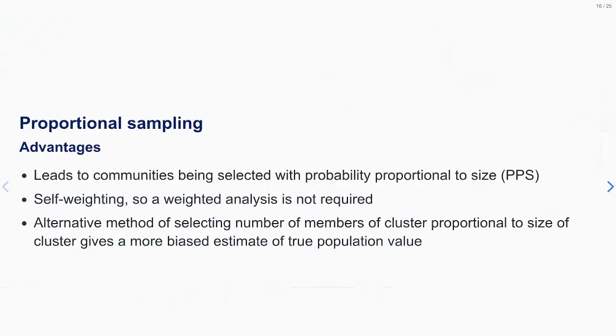What are the advantages of this approach? It leads to communities being selected with probability proportional to their size. It is self-weighting, so a weighted analysis is not required. The alternative method of selecting the number of members of the cluster proportional to the size of the cluster gives a more biased estimate of true population value.